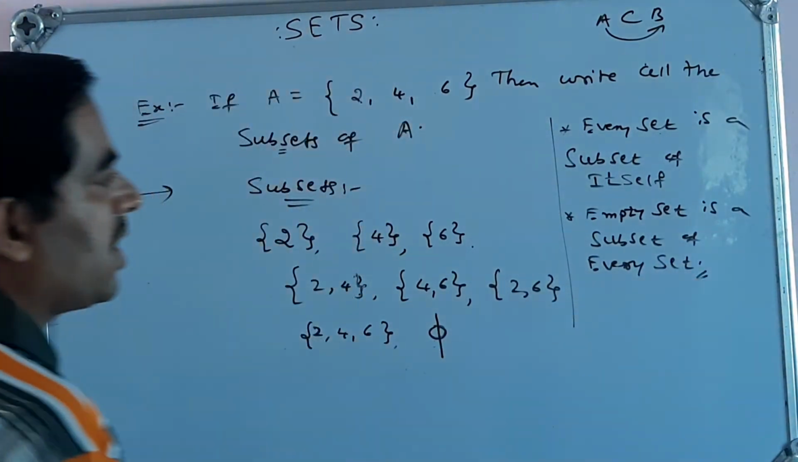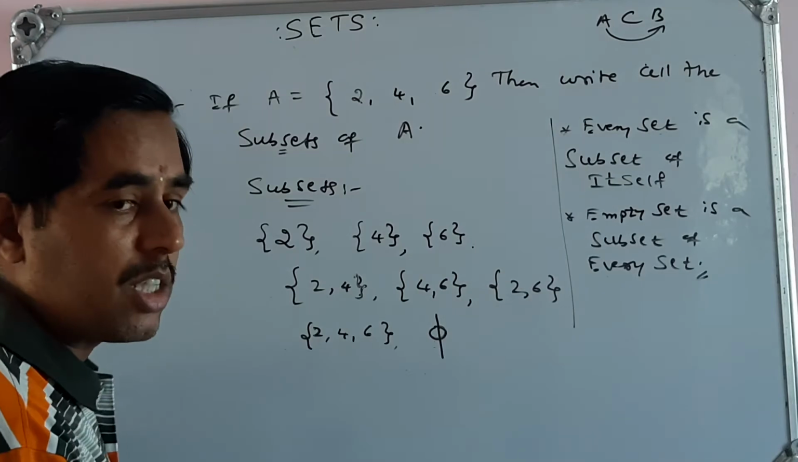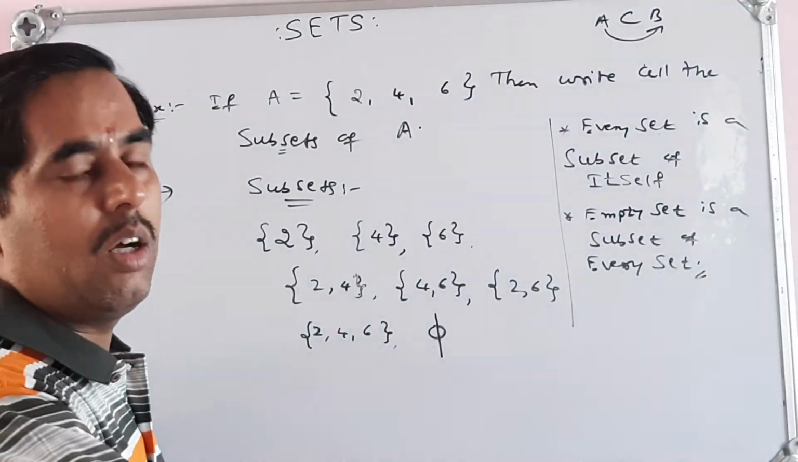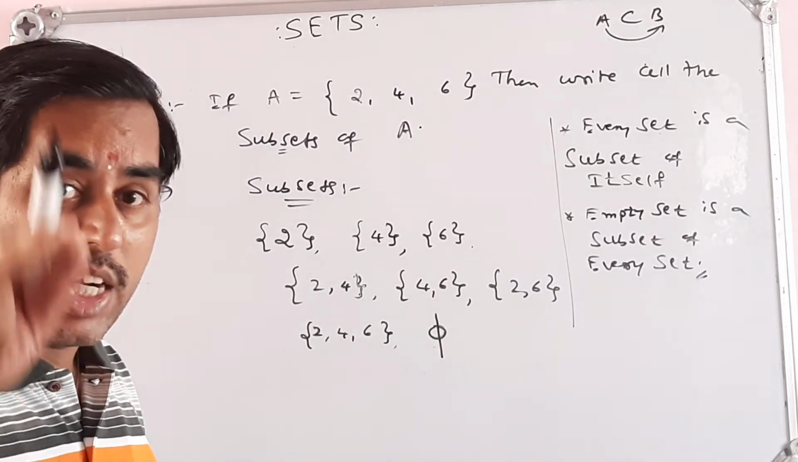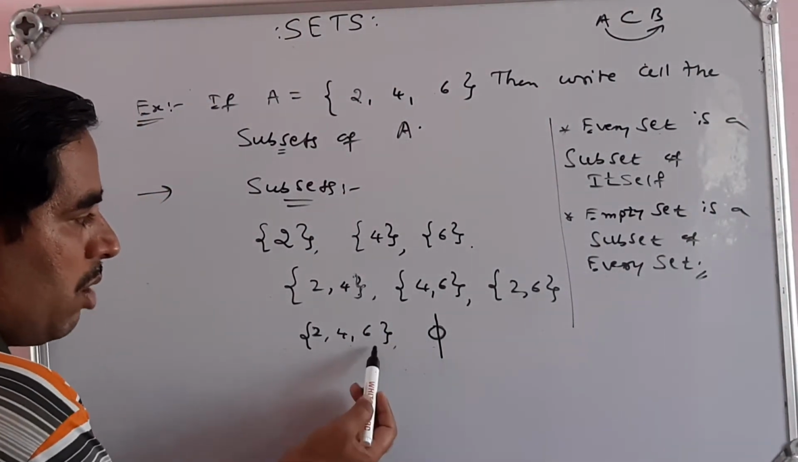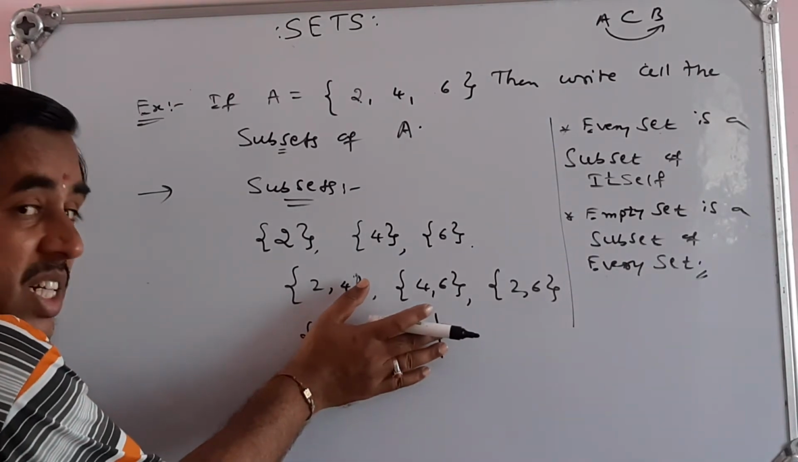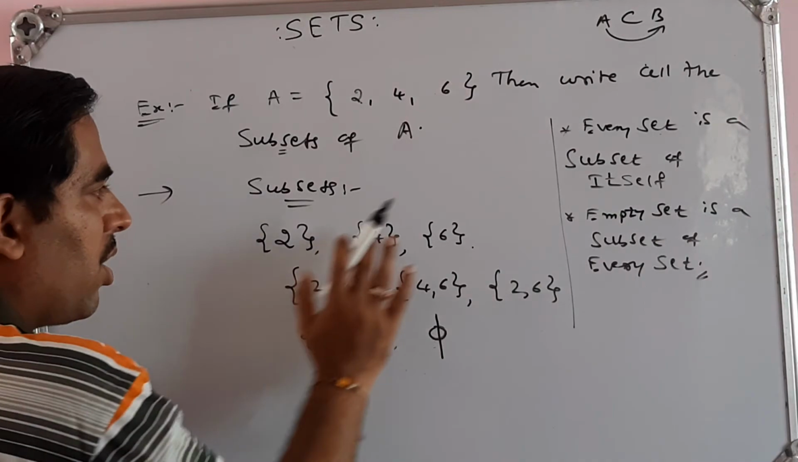See, the empty set is a subset of every set. So the empty set will be a subset of every set. If I give one set and go on writing the subsets, then the empty set will be a subset. Okay, so the empty set and the given set, these two will always be present as subsets. In addition to this, I have written the remaining subsets.